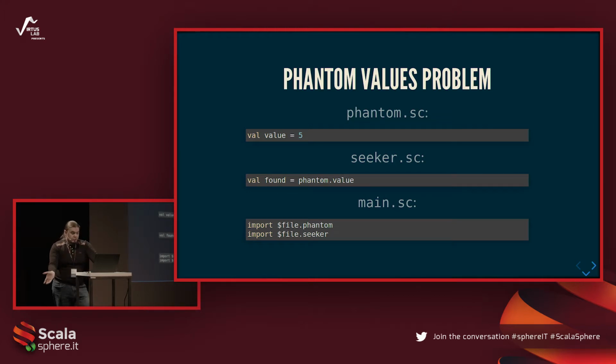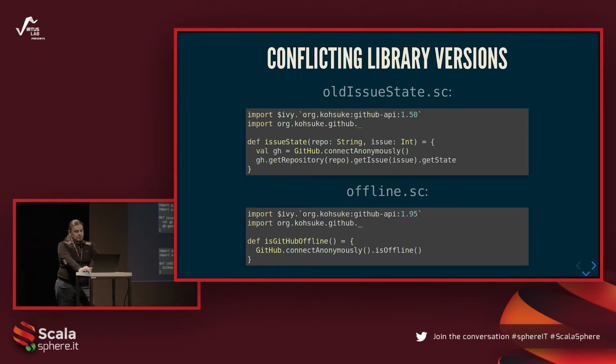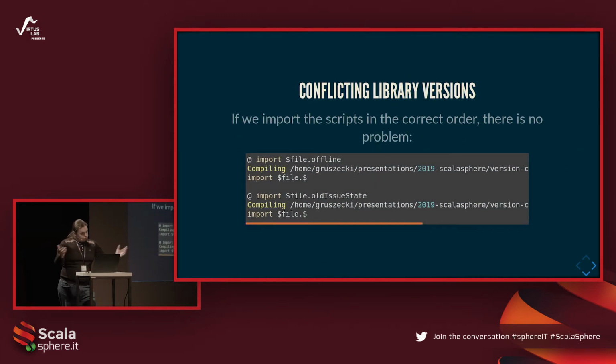Now this by itself would only be a slight annoyance, but there are further issues like this. So let's go back to those scripts that we have seen before that reference a single library with two different versions. Now what should happen if we include both of those at the same time? If we do it in the correct order, there is no problem. If we first import the newer version, then the older one, everything compiles and works fine.